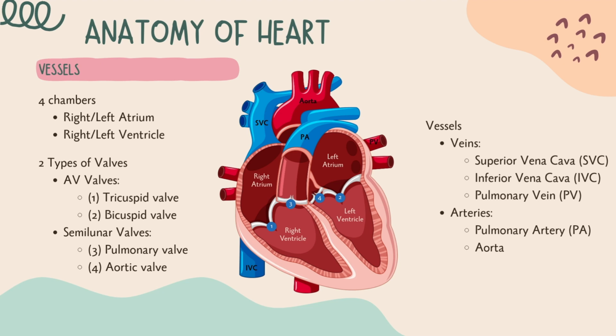Then you also have arteries. The pulmonary artery is the only artery that is deoxygenated. You have the aorta. So arteries take blood away from the heart. Veins take blood to the heart. And then veins are deoxygenated except for the pulmonary vein. Arteries are oxygenated except for the pulmonary artery.